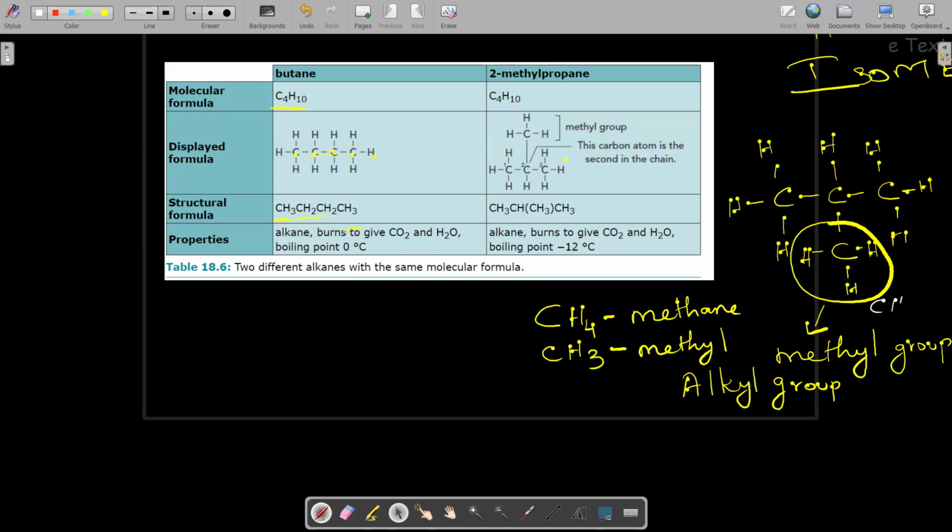I'm going to use another color here. So this CH3 group, when we remove one hydrogen from an alkane chain, so this is an alkane, example methane, we are left with a group known as an alkyl group. So alkyl groups are named after the hydrocarbon by changing the "ane" in alkane to "yl".